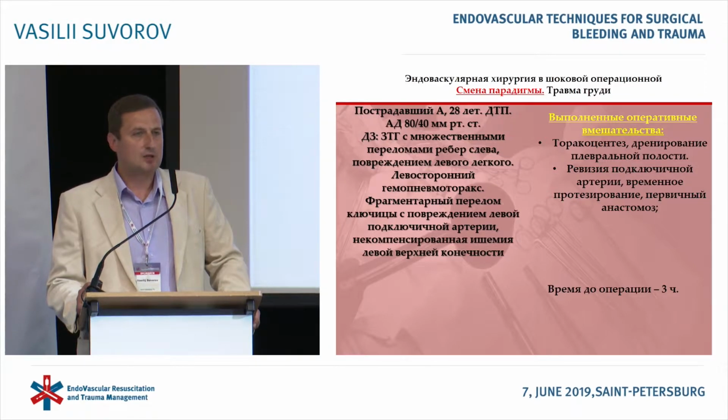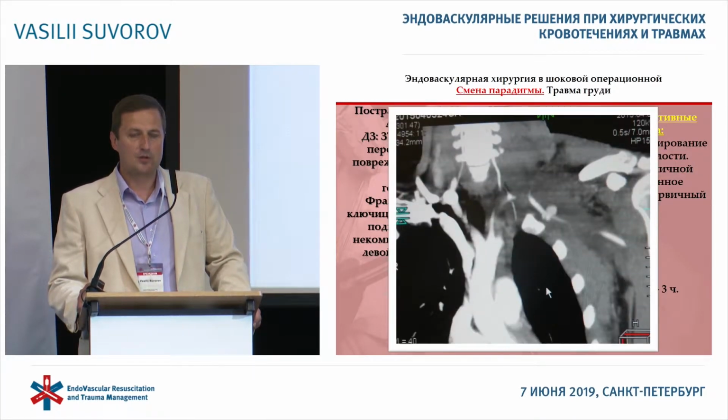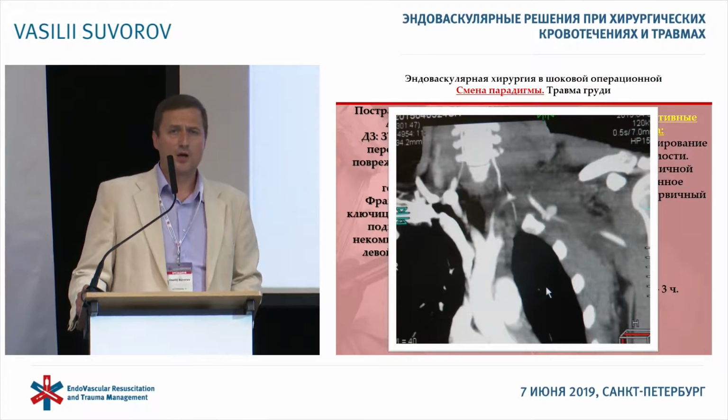And now a few cases. Patient, 28 years, after car accident, blood pressure 80 to 40 on the trauma site, pneumothorax, ribs fracture, and left clavicular. CT angio shows the subclavicular artery damage after the deviation of the thyrocervical trunk.